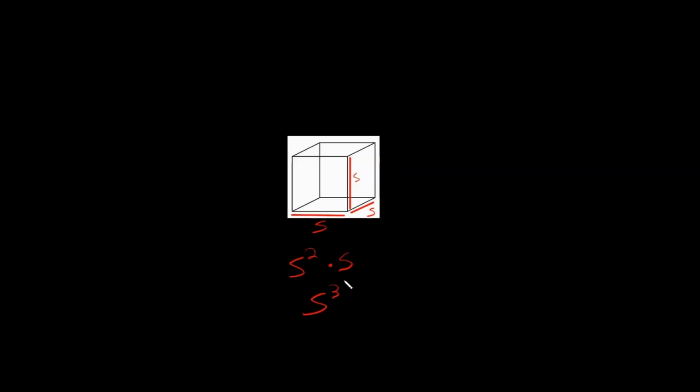And this is actually why we say S cubed, right? Because we are taking S and then multiplying it by itself 3 times, which finds the volume of this cube. So third power is cubed.